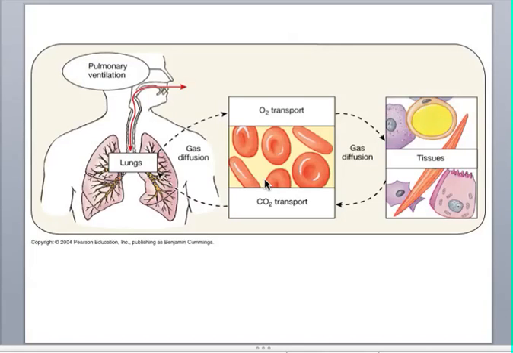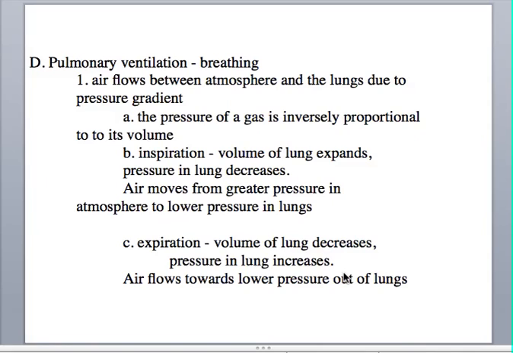Inspiration and expiration, or you can say inhalation and exhalation. So let's look at this part, pulmonary ventilation, which is about getting air in and out of the lungs, basically. It is the process of breathing, in which air flows from the atmosphere, meaning the outside air, into the lungs due to a pressure gradient.